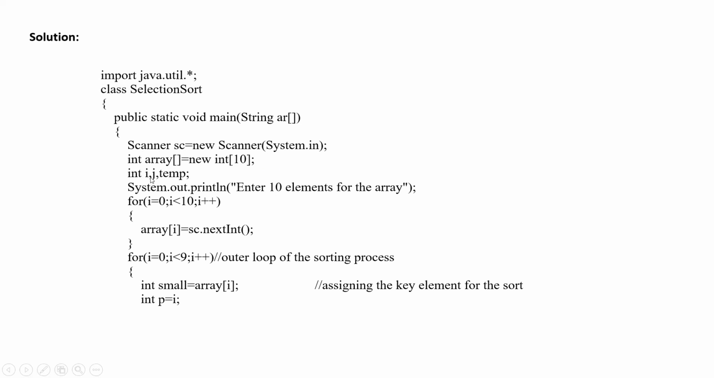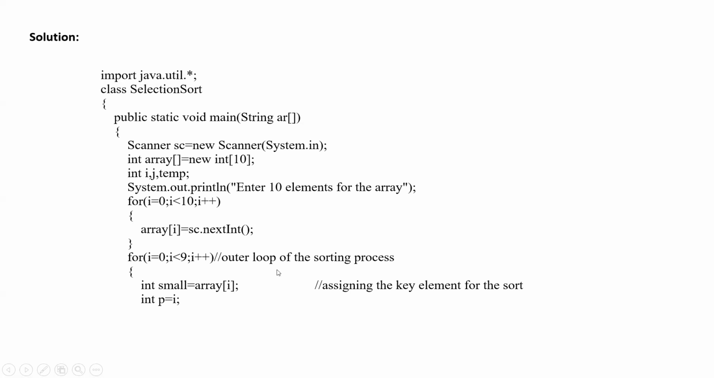Then we have declared three variables: int i, j, and t. We run a loop from 0 to 9 to take 10 elements in the array, and I'm transferring the value in the format arr[i] = sc.nextInt(). Now the sorting loop begins.